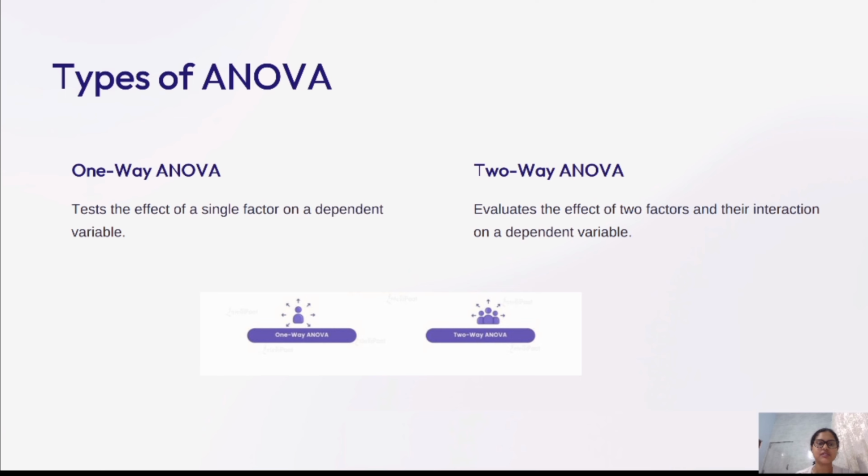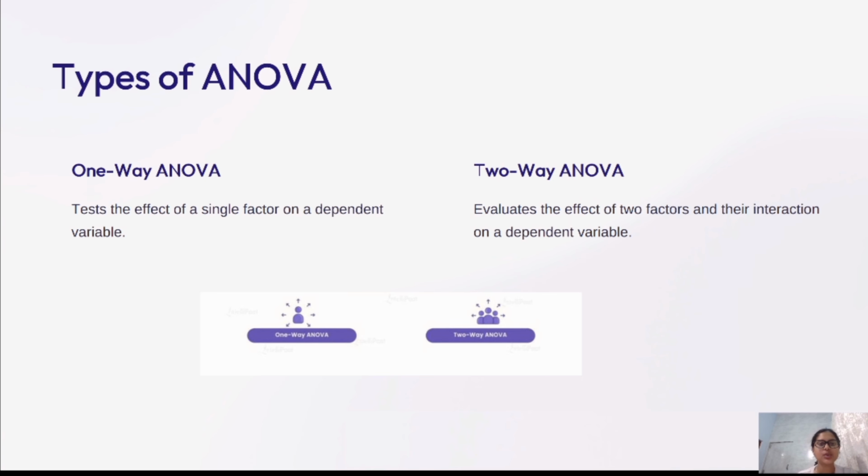If you want to test if three teaching methods affect math scores differently, a one-way ANOVA can determine if the average scores for each method significantly differ. It is often used when you want to test a single independent variable across multiple groups.